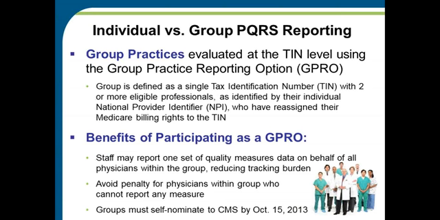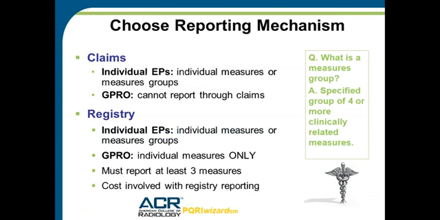And looking at group practices, those are evaluated at the tax ID level only through the group practice reporting option. And for the purposes of the PQRS, CMS has defined a group as a single tax ID number with 2 or more eligible professionals identified through your NPI and who have reassigned their billing rights to the tax ID number. Benefits of participating as a GPRO: it may reduce some reporting and tracking burdens, particularly for the staff involved in your group. If there are physicians within your group who can't report any measure in PQRS, they can avoid the penalty if your group chooses to report as a GPRO. And just to note that groups must self-nominate to CMS by October 15, 2013, so this year.